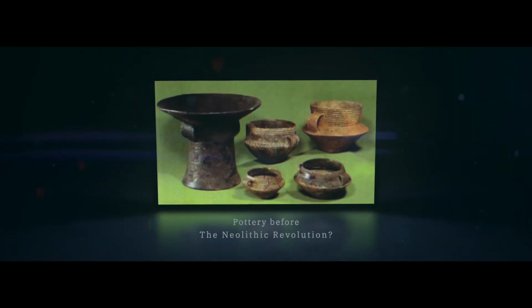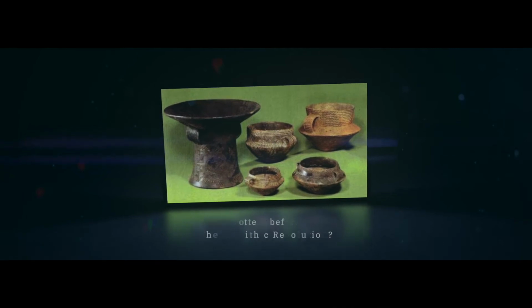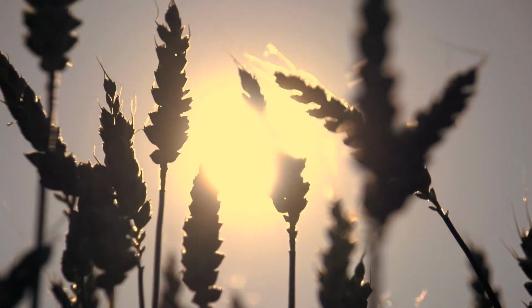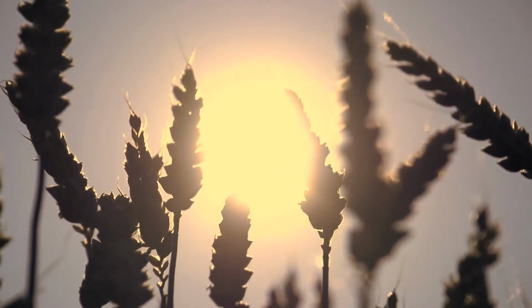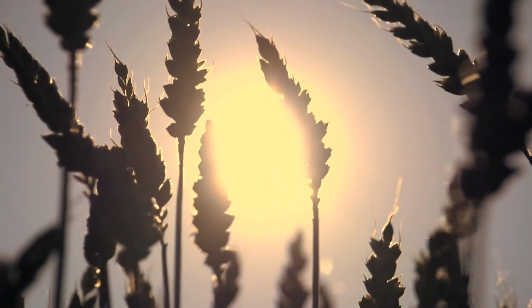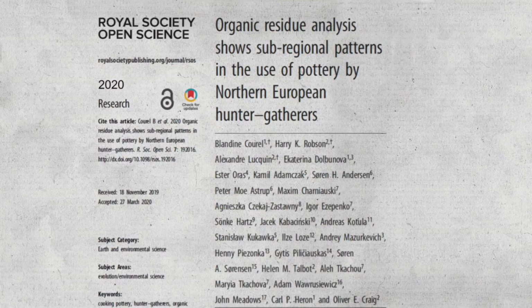How is it possible that there was pottery before the Neolithic Revolution? Ceramic is a material normally associated with agricultural societies. But these are nomadic hunter-gatherers living several thousand years before the arrival of farming.